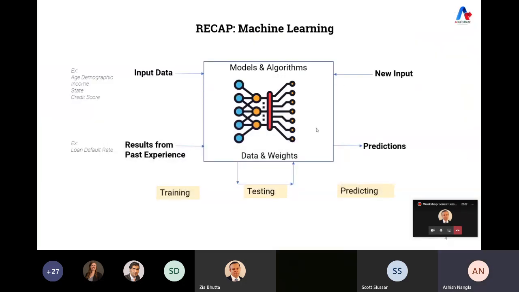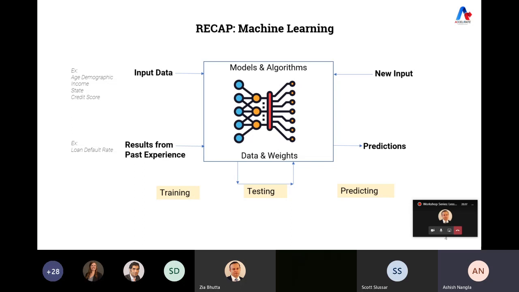So the idea for machine learning projects is you have input data. This also comes with the results from past experiences, which is what the outcome was. And then you use that for training models, defining various algorithms, looking at different data, and then testing that model out, and then using that for predicting.